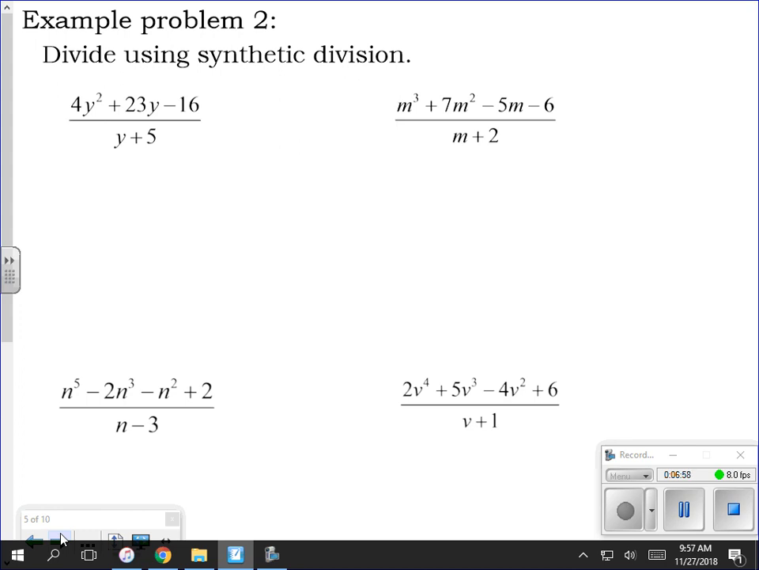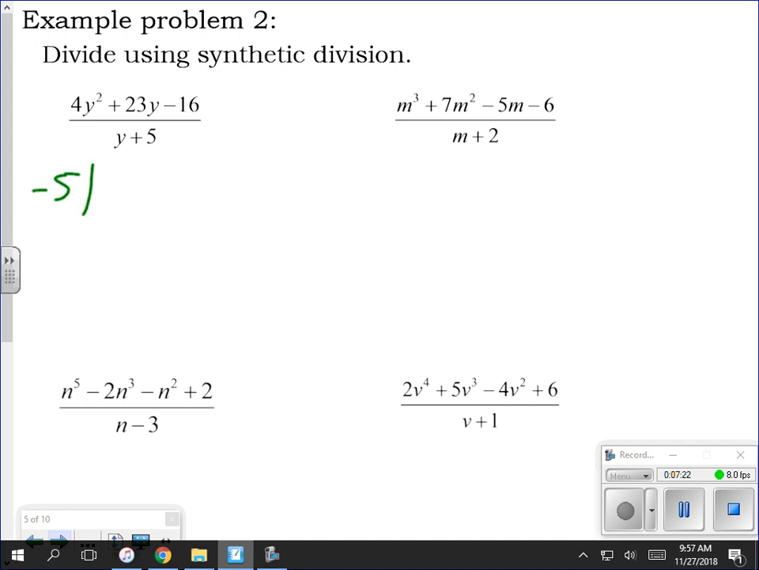First thing you do is, what am I dividing by? Y plus 5. So I have plus 5 here. I don't use plus 5. I use minus 5. I use the opposites. And I take minus 5 and I put it down.